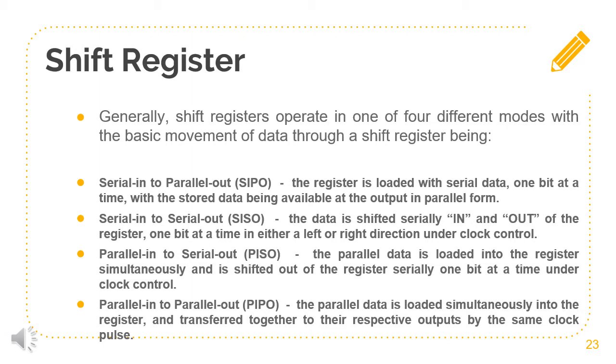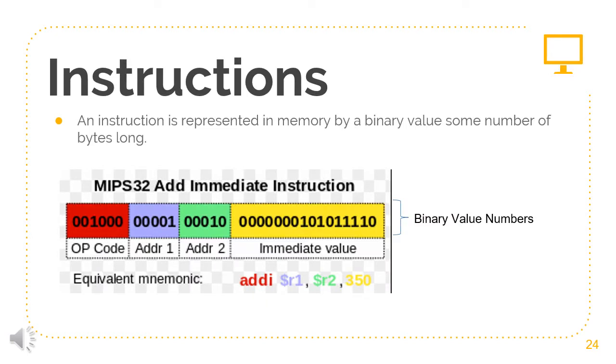3. Parallel in to serial out, PISO. The parallel data is loaded into the register simultaneously and is shifted out of the register serially 1 bit at a time under clock control. 4. Parallel in to parallel out, PIPO. The parallel data is loaded simultaneously into the register, and transferred together to their respective outputs by the same clock pulse. We have completed shift registers.